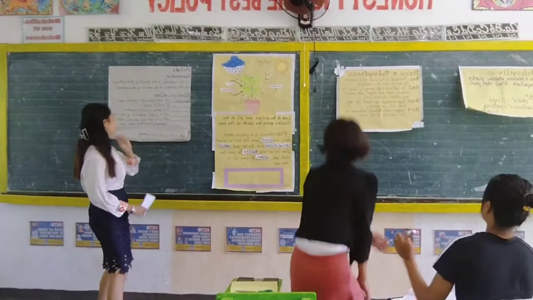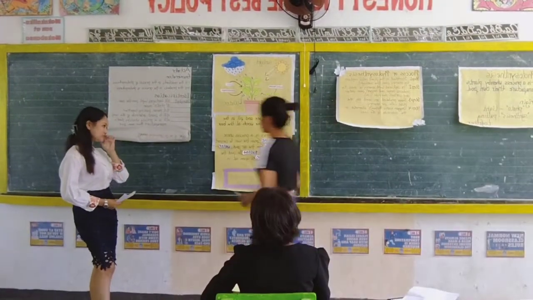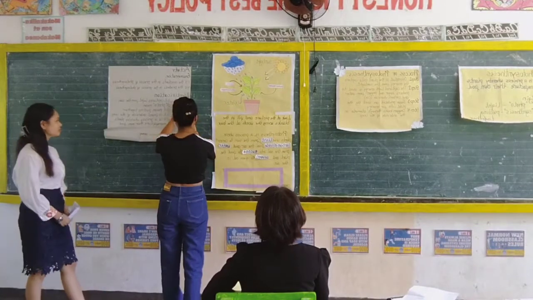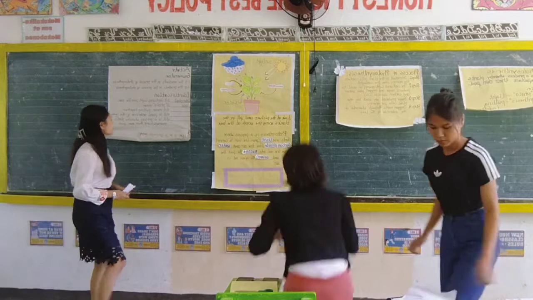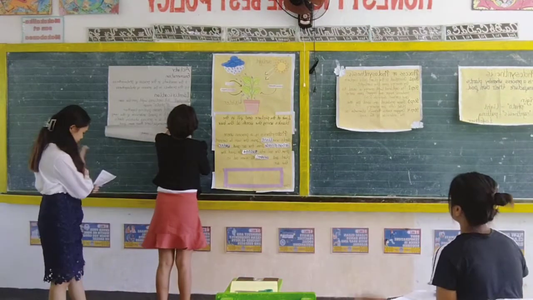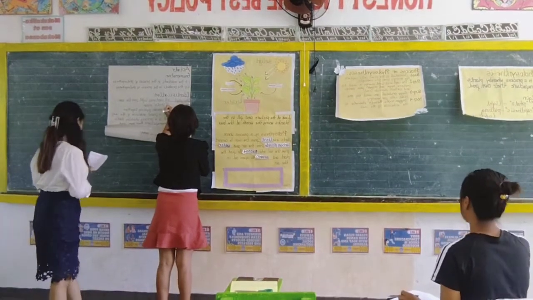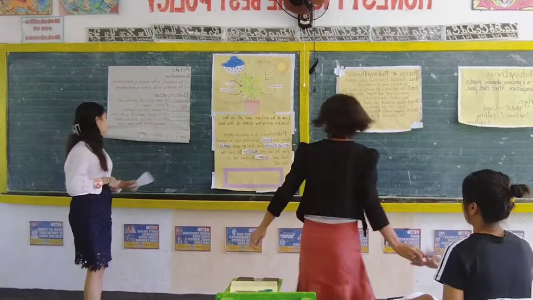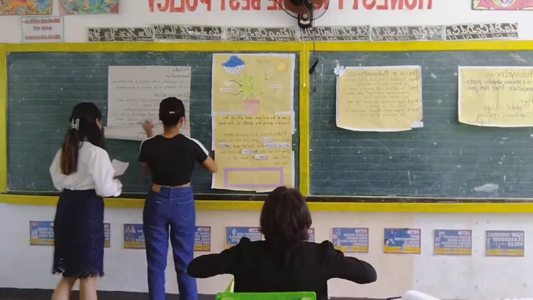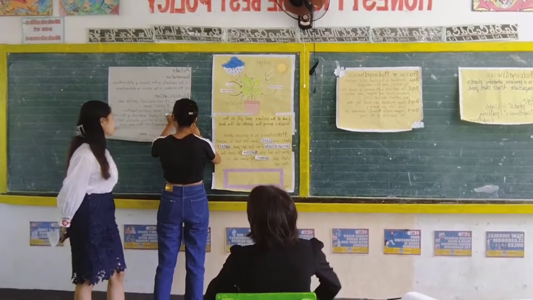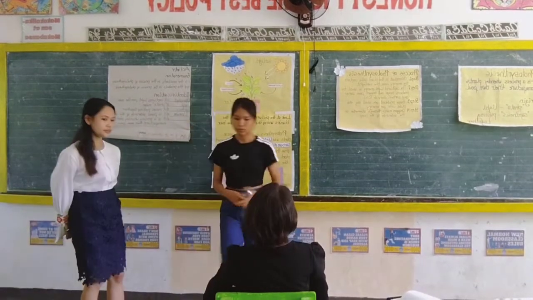Next, number two. Next number. Number four. It is found on the underside of the leaf. Miss Vio. Last number, Miss Vio.